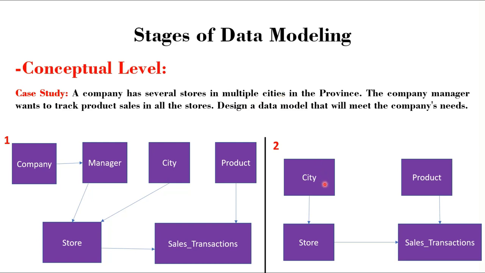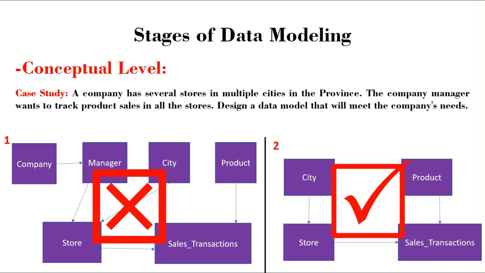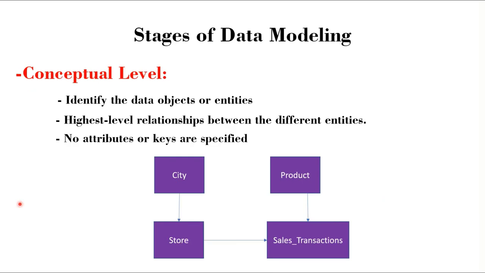So under city we can have several cities, and those are going to be the attribute for the city table, as well as products and store and transactions. This makes the second model the correct solution for this case study under the conceptual level. So this is how our conceptual model should look.